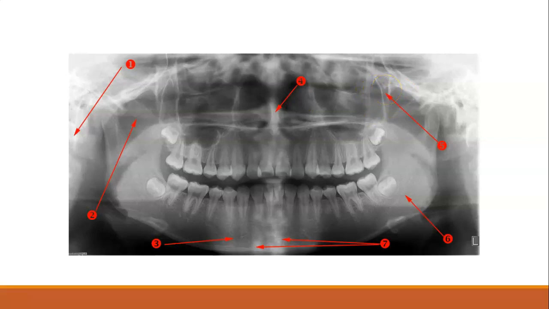Number 6 is the inferior alveolar canal, so we can see it here. These usually show up pretty well. This one is a little harder to see, but it runs down here. And then the white shadow in the center is a ghost image of the cervical vertebrae. So this white that's over the anterior teeth is a ghost image of the spine.